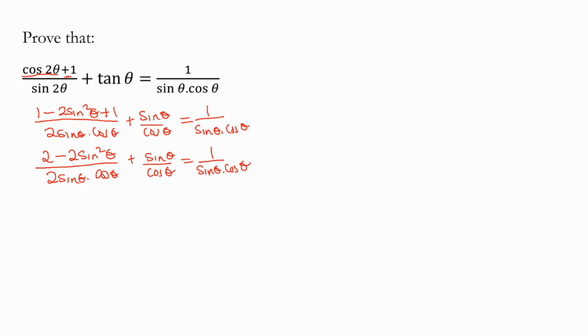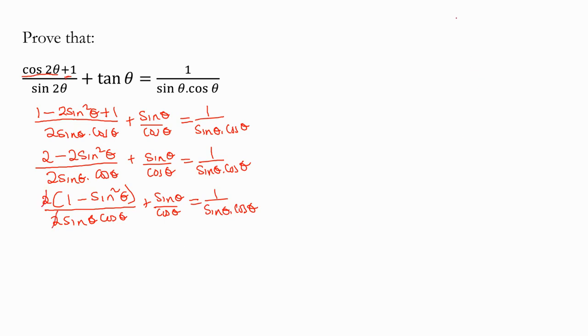We have to factorize this one here. So it's going to be 2 outside here. It's going to be 1 minus sine squared theta. We know what 1 minus sine squared theta is, okay? I'll just remind you now. And then this is 2 sine theta cos theta, right? And then plus sine theta cos theta is equal to 1 over sine theta cos theta. Okay, 2 divided by 2 is 1.